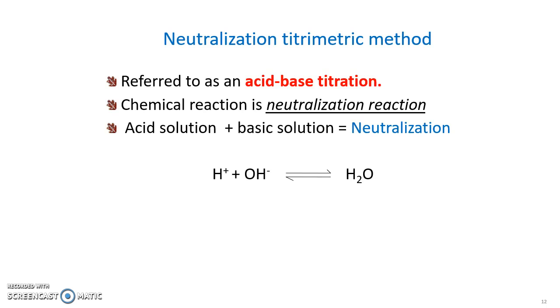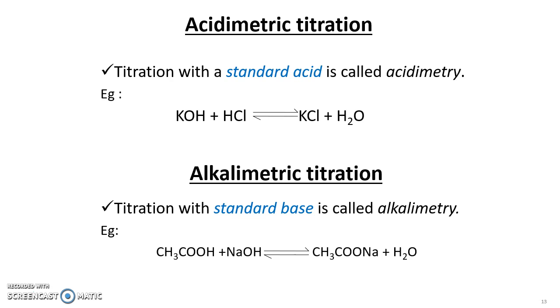That is, when an acid solution is added to a basic solution, or when a basic solution is added to an acidic solution, it leads to neutralization. This is represented in the equation as the reaction between H plus ions and OH minus ions leading to production of water molecule. These neutralization reactions are of two types, acidometric titrations and alkalimetric titrations.